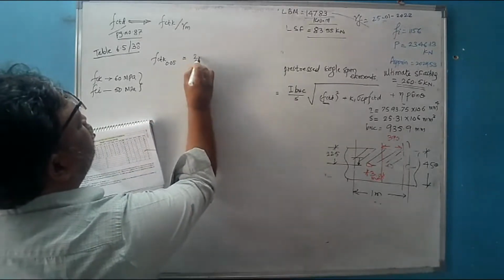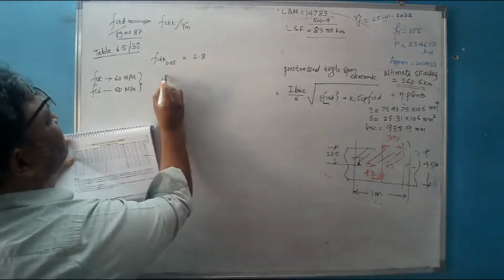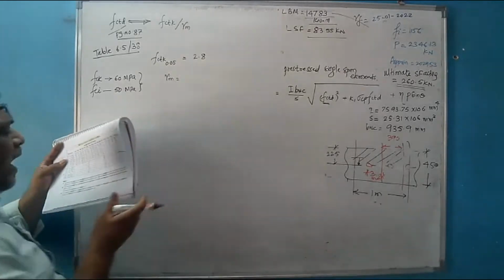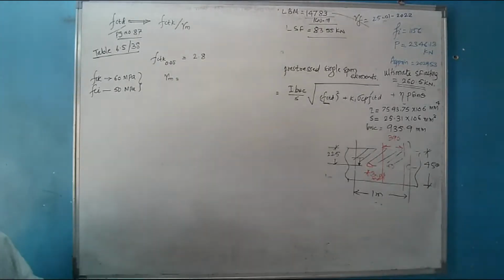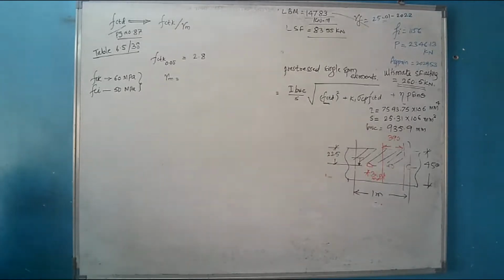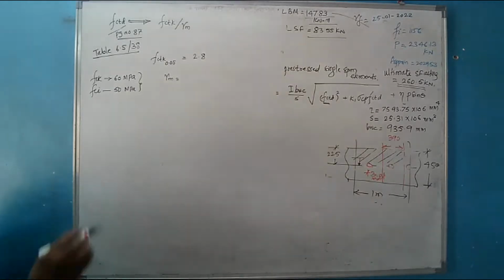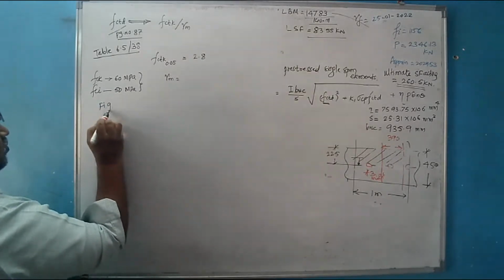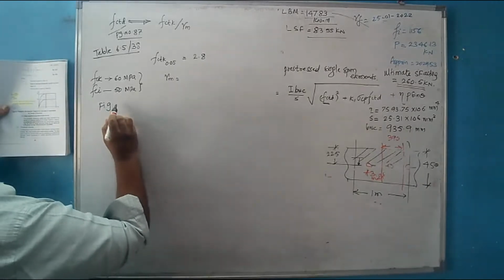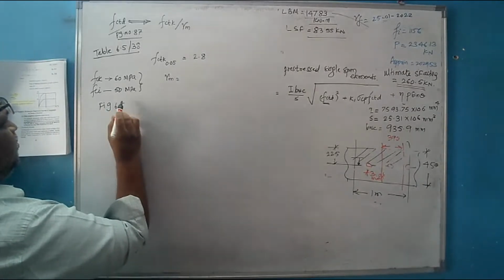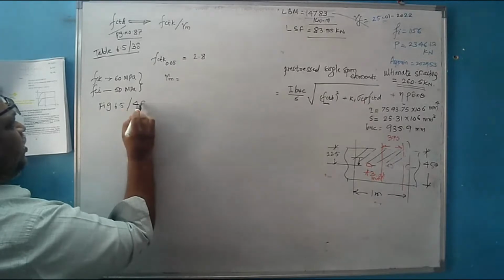So this value is 2.8. Now what is this gamma m? For gamma m you need to refer to a diagram. This is available as a figure on page number 49. Please refer to figure 6.5. It is available on page number 49.